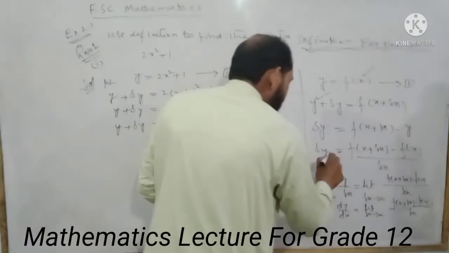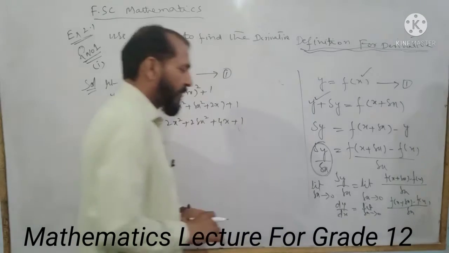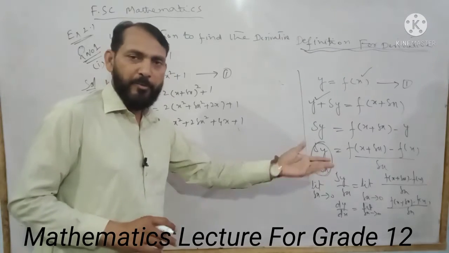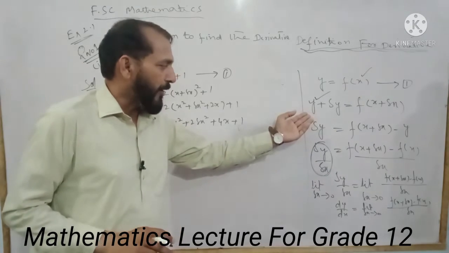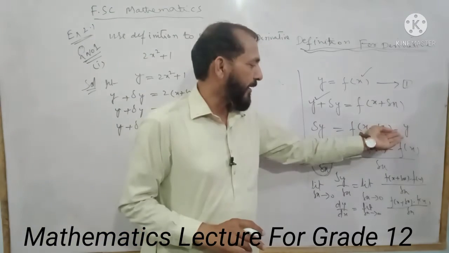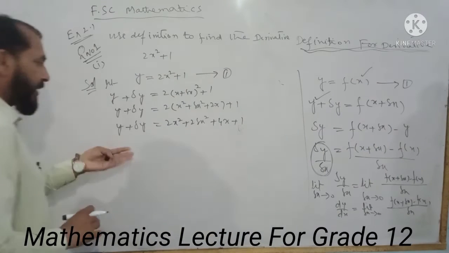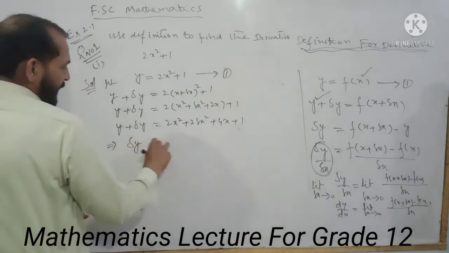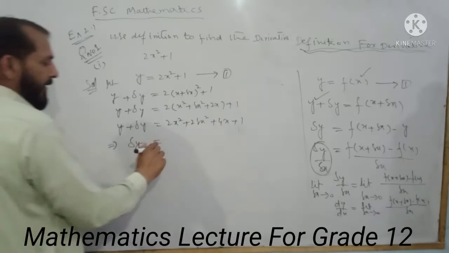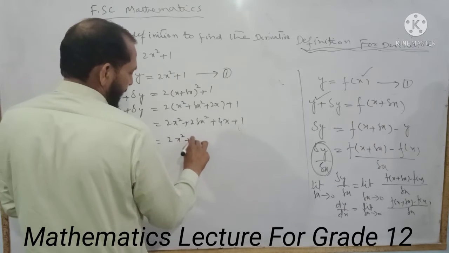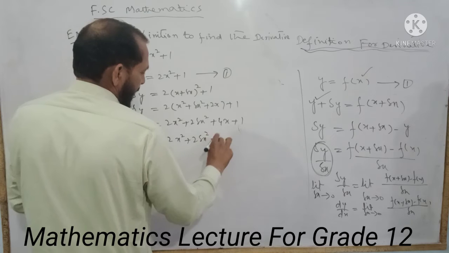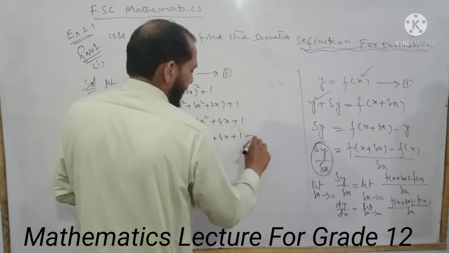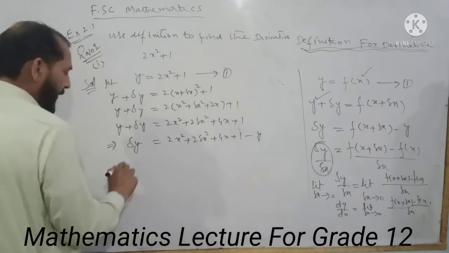We have to change this. We take the values on the left hand side in the form of del y over del x. So y can be moved to the other side, and so the sign of y will change. Here it is positive, and when it goes to the right hand side it will be negative. Okay.